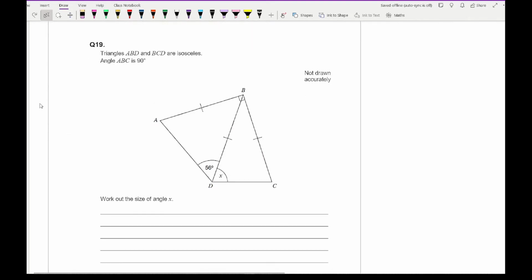For question 19, it says triangles ABD and BCD are isosceles, and angle ABC is 90 degrees, and the question is asking us to work out the size of angle X. Well, this angle here is going to be 56 degrees because it's an isosceles triangle, so I can then work out this angle here, and that's going to be 180 minus 56 minus 56, which is 180 minus 112, so that angle there is going to be 68 degrees.